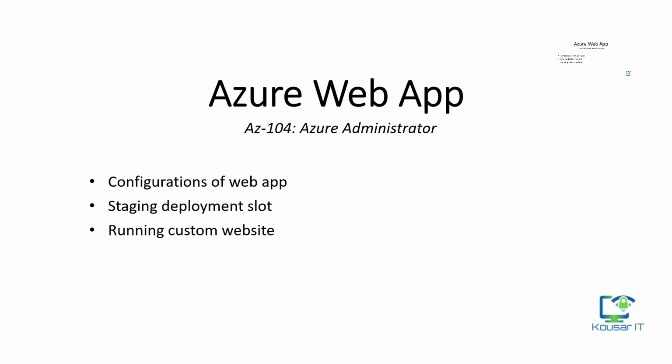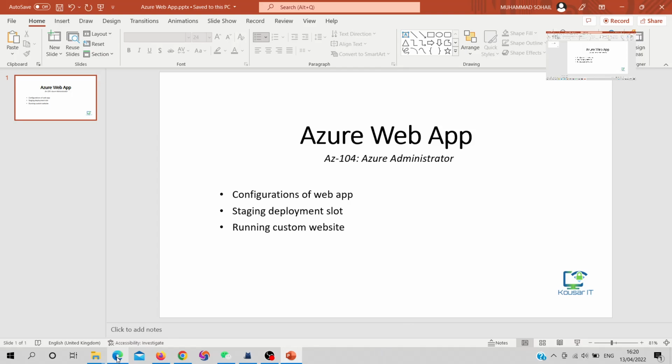Today I'm going to discuss Azure Web App Services. For that I will discuss its configurations and I will configure the staging slot apart from the production one, and also I will use the custom image of a HTML file for a website, and I will show you how we can use web app to host our website. So let's go directly to the Azure portal and see the configurations.